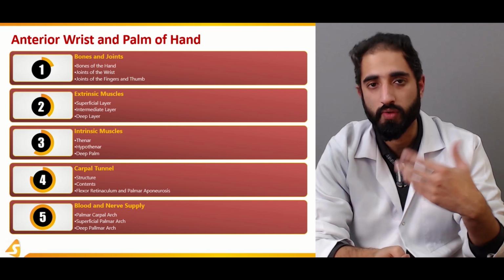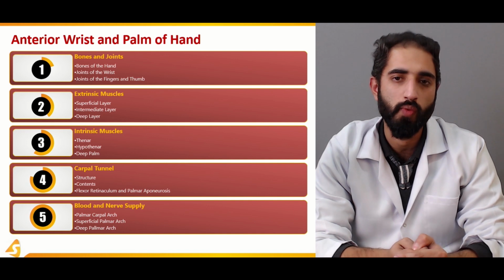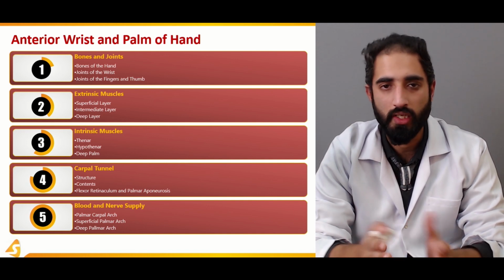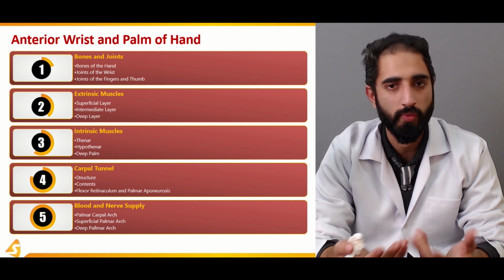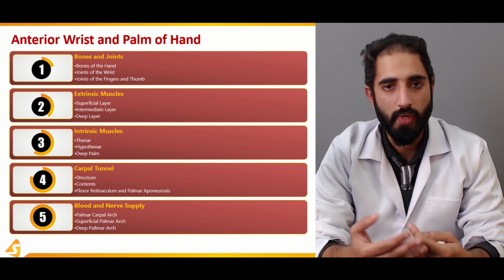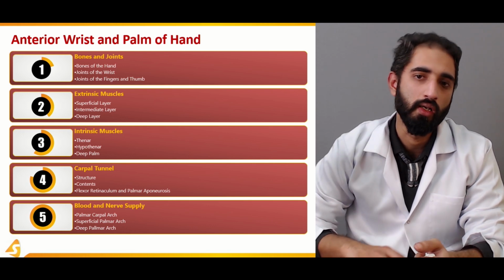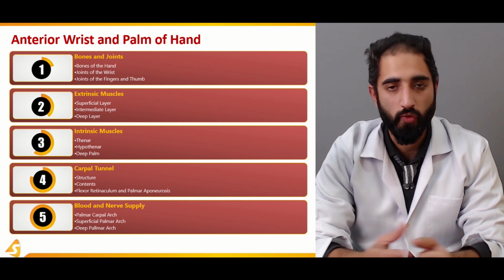We're also going to talk about the wrist joint and the movements possible at the wrist joint, as well as the joints of the hand, including the intercarpal, midcarpal, carpal, metacarpal, phalangeal, and proximal and distal interphalangeal joints, and their function and movements as well.